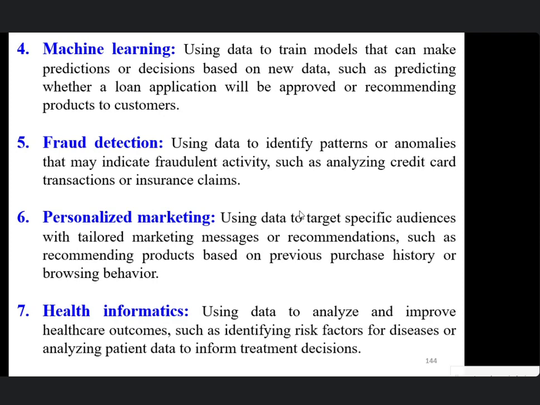Then fraud detection is a best example for data science. It uses data to identify patterns or anomalies, meaning any errors or mistakes that may indicate fraudulent activities, such as analyzing credit card transactions or insurance claims. Then personalized marketing is a best example for data science, using data to target specific audiences with tailored marketing messages or recommendations, such as recommending products based on previous purchase history or browsing behavior. Then health informatics is also one of the best examples, using data to analyze and improve healthcare outcomes, such as identifying risk factors for diseases or analyzing patient data to inform treatment decisions.